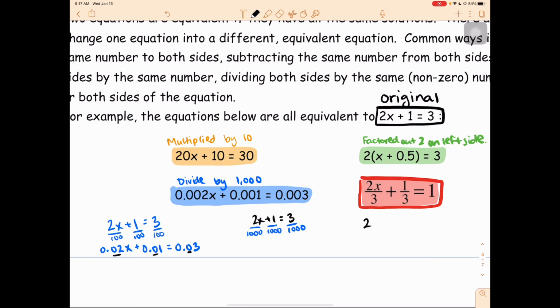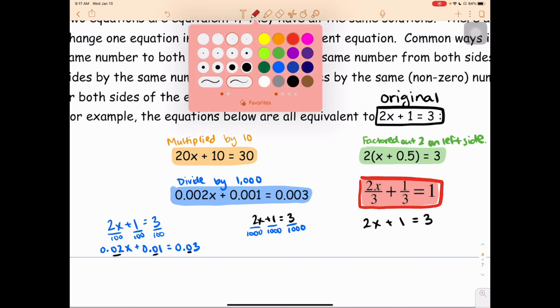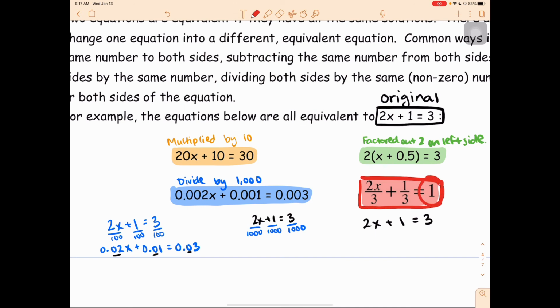So my original is 2x plus 1 equals 3. So students were like, well, I think it's divided by 3, but I don't know how we got this 1 here on the right. Well, okay, let's look at that. If we divide everything by 3, yep, that's 2/3 x. Yep, that's 1/3. What is 3 divided by 3? 1. So this one we divided by 3. Everything by 3. And then you get 2/3 x plus 1/3 equals 1.